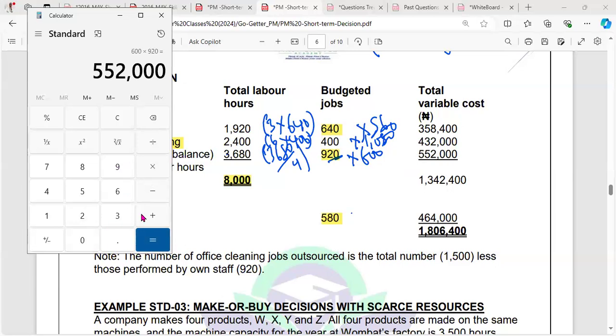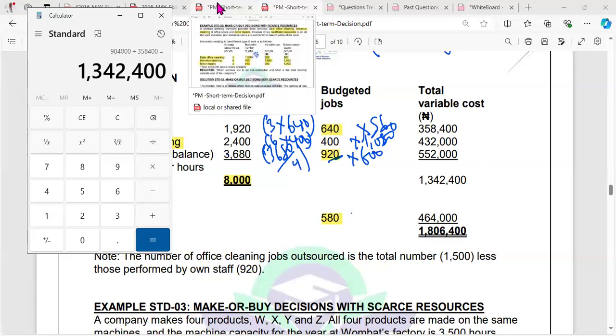I'm going to add all these three together. So I will say plus 432,000 plus 358,400. Now that gives me this 1,342,400. Now that is the variable cost of doing my job for this 8,000 hours. This is what I'm spending doing these other jobs in-house. Now look at this other one.